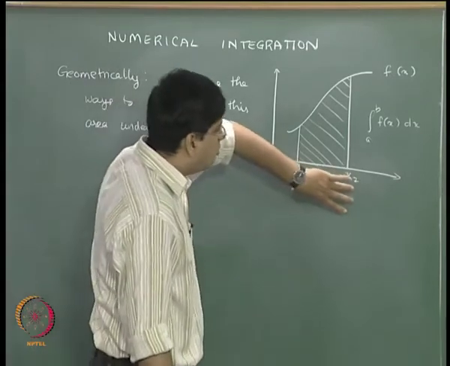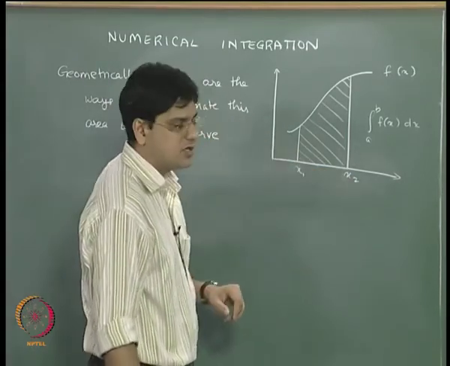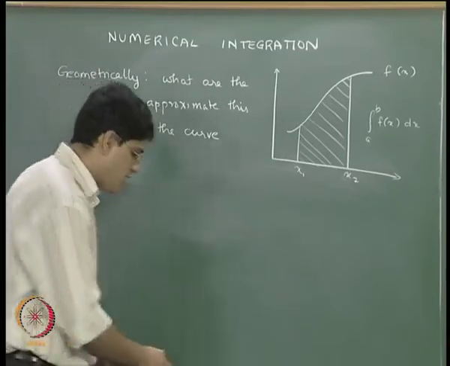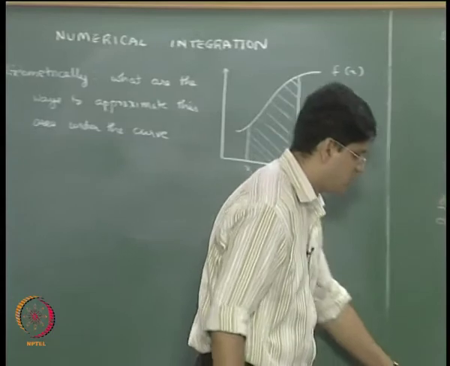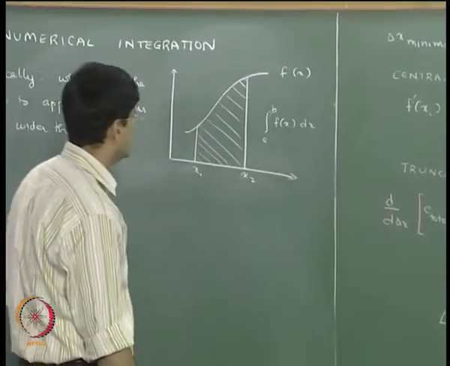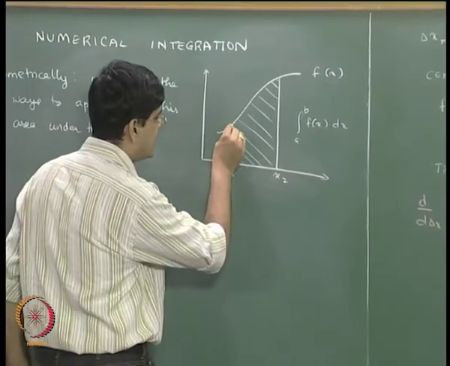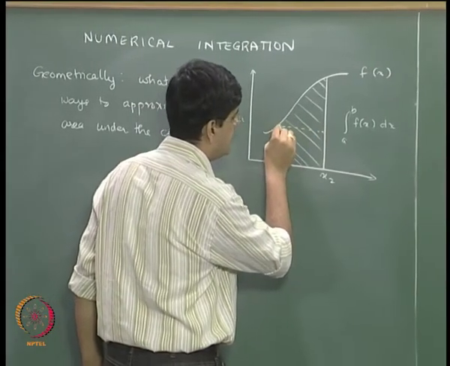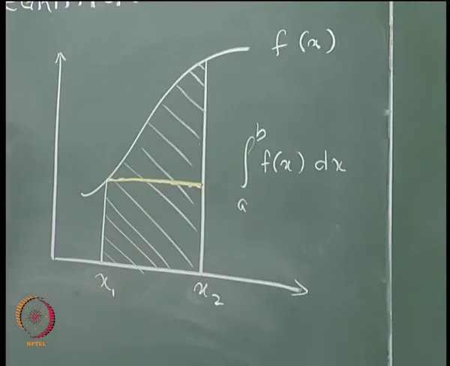Okay, so now we zoom in into one particular interval and try to see what are the different ways. Okay, and the different areas that one can possibly think of is, you connect this particular horizontal line and the area under this yellow line is going to be one possible way of approximating that area under the curve.